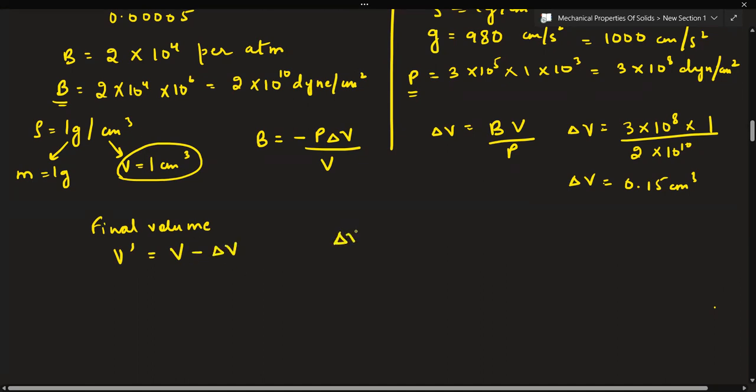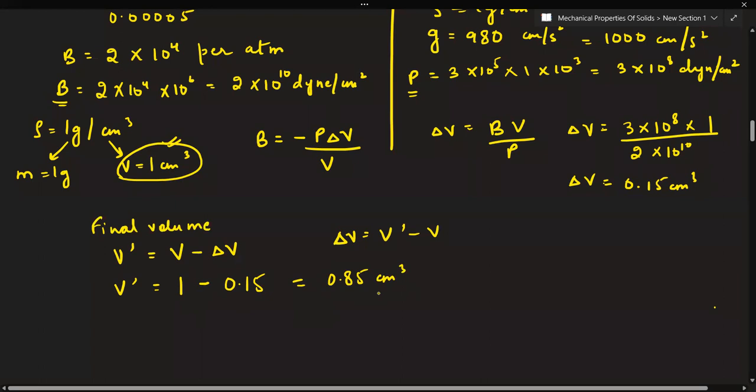How do we write the change in volume? Final volume minus initial volume. So if you have to calculate the final volume, that would be equal to V minus delta V. Now see, for calculation of this V dash, the original V that we have is 1 centimeter cube, minus the change that we have calculated, 0.15. So final volume is equal to 0.85 centimeter cube.